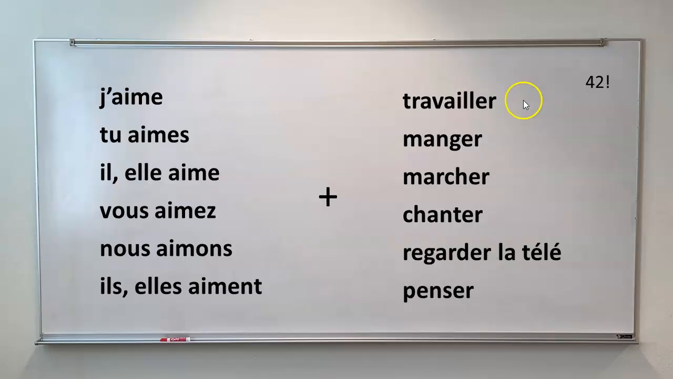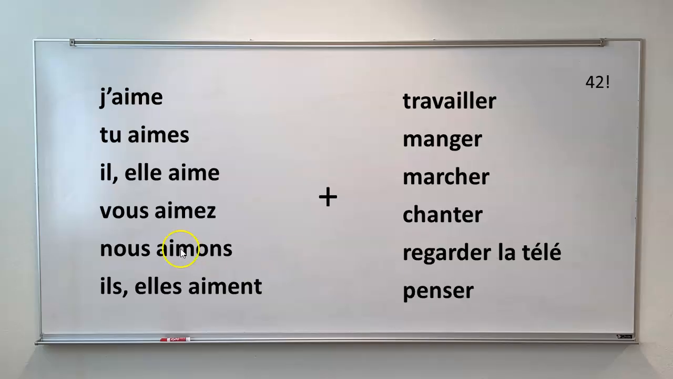Tu aimes, you like. You like to work. Tu aimes travailler. You like to eat. Tu aimes manger. You like to walk. Tu aimes marcher. You like to sing. Tu aimes chanter. You like to watch TV. Tu aimes regarder la télé. You like to think. Tu aimes penser.